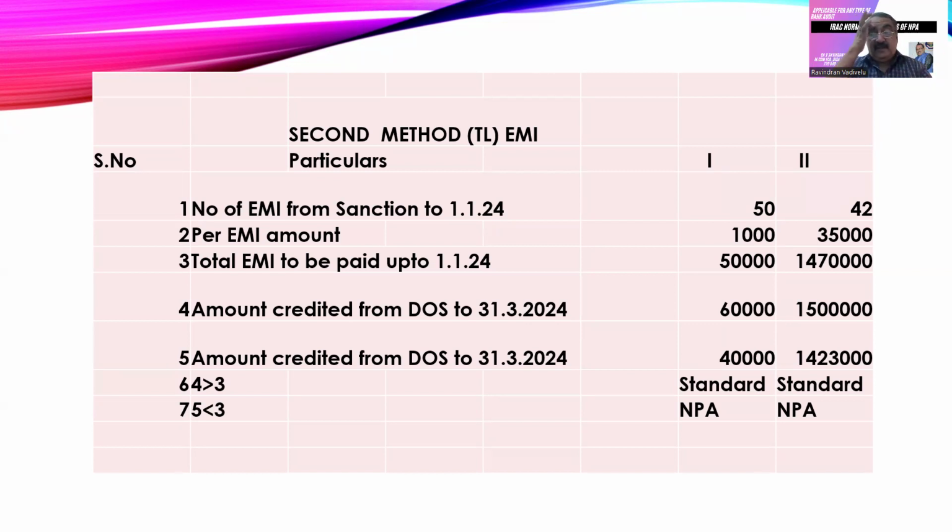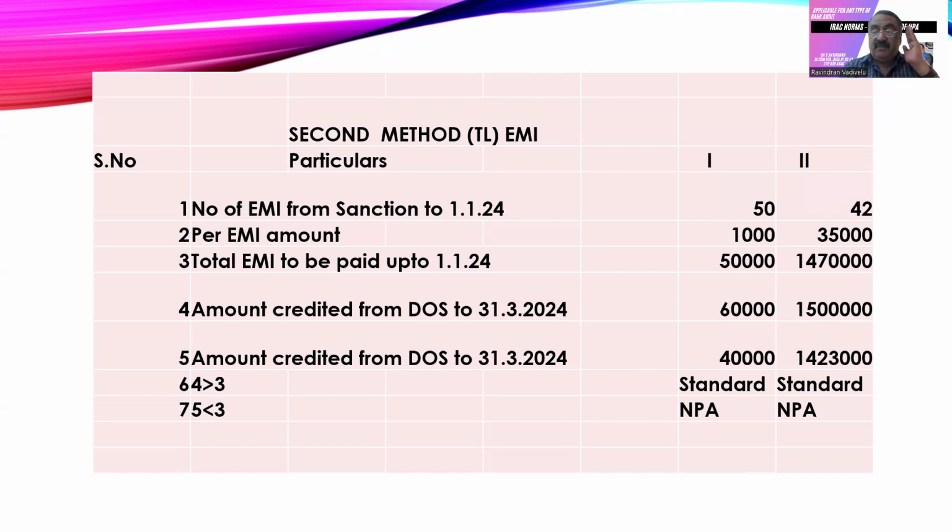Point number 5, it says the EMI amount to be paid is 50,000, whereas the amount credited is 40,000 rupees. So instead of 50,000, the party has paid only 40,000. That means there's a shortage of payment. Then that account will become NPA. This is with reference to the second method. I hope you have understood this.